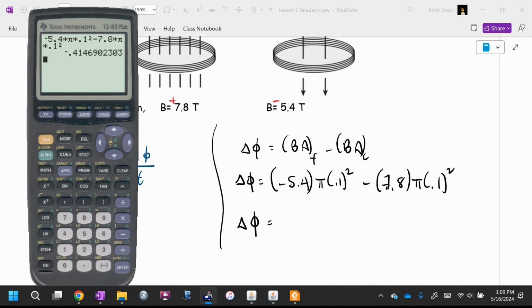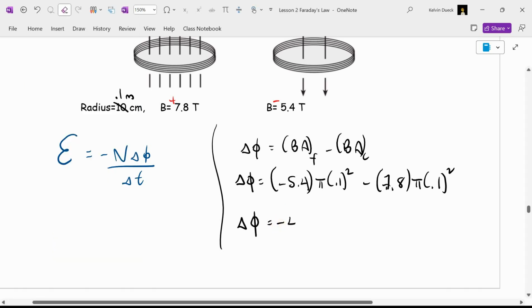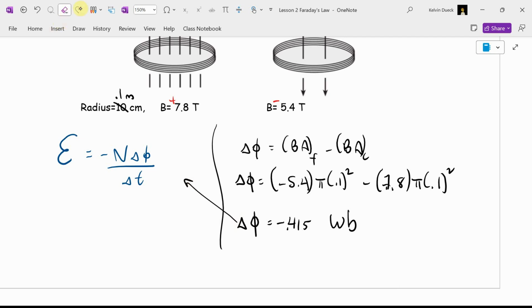You get negative 0.415, I'll store this on my calculator. Is that right, folks? Yes, units, Webers. Let's walk over here. So the EMF is going to be negative. I've scrolled down, Gibson. What was N? Change in flux, I'm going to write negative 0.415, but you know I'm using my answer button.